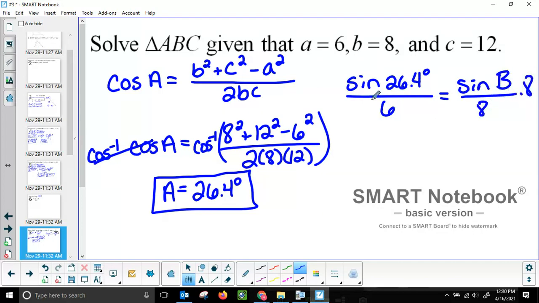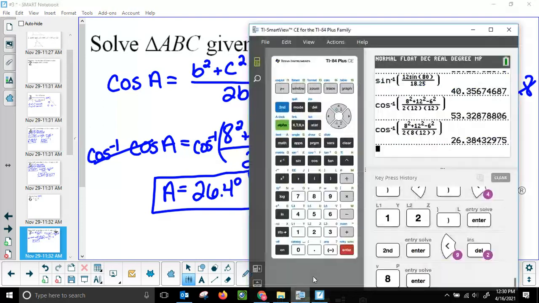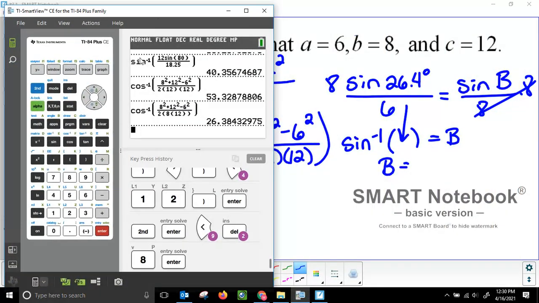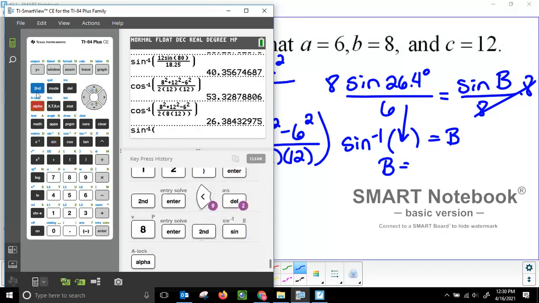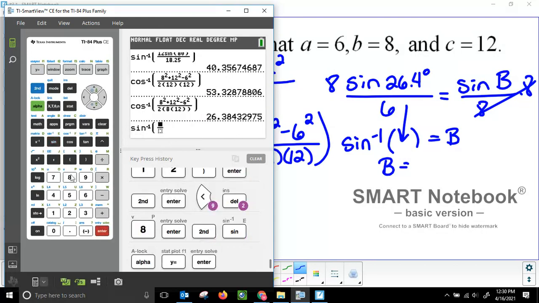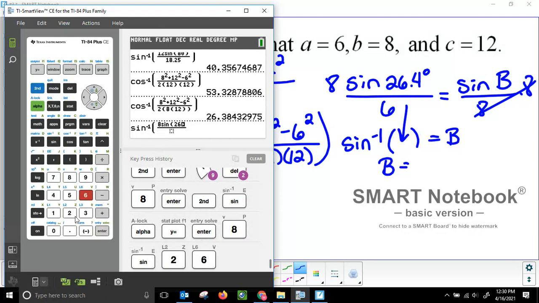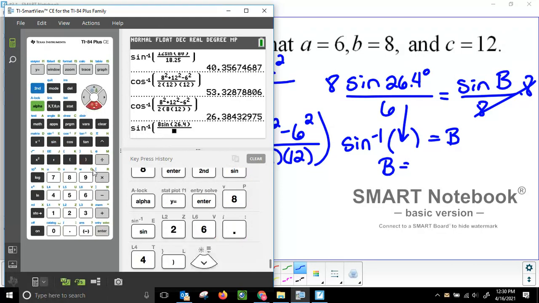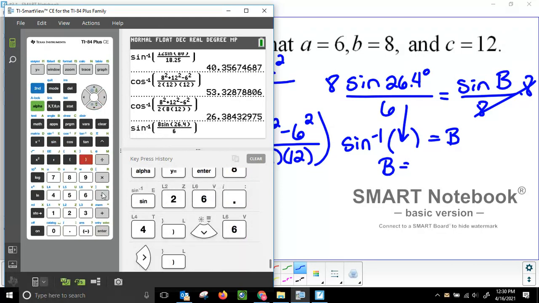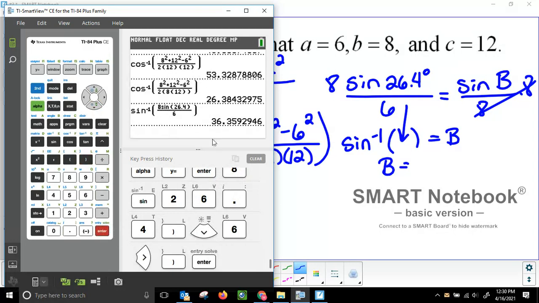So of course we just multiplied both sides by 8 here again. And then to undo this, we're going to have to do the inverse sine. So we get our calculator out here. We say inverse sine of 8 times the sine of 26.4 over 6, and we will get 36.4.